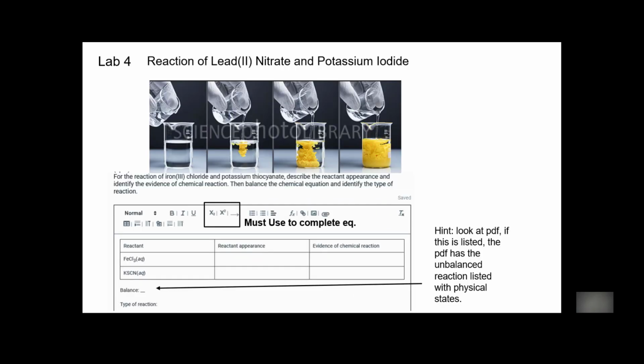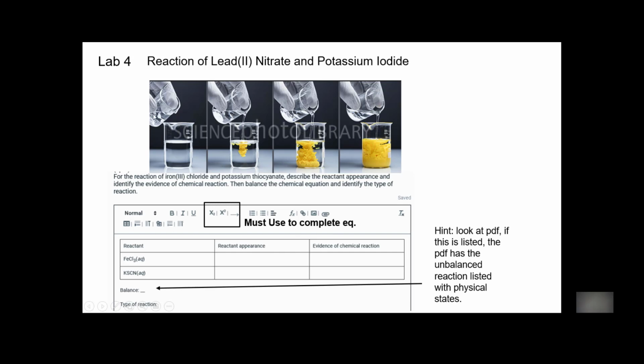I didn't like the picture they gave for this one either, so I found this one. This is lead nitrate and potassium iodide. So make sure you read. It'll tell you something that's happening here. It's actually asking for the balanced reaction. Here's a hint: your PDF has the reactions. They're not balanced, but it gives you the reactions, so you don't have to go struggling looking for this stuff.